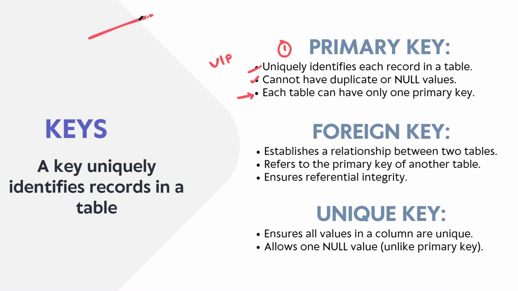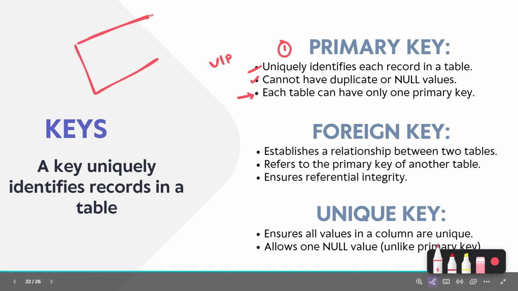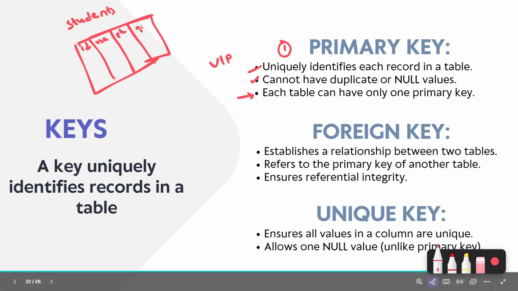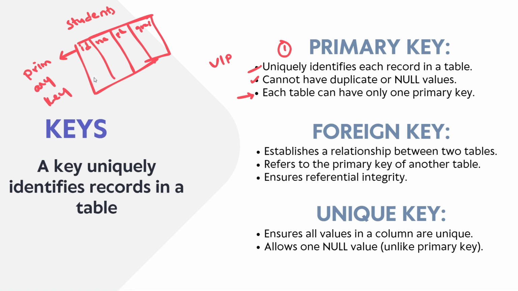Understood? Suppose, let's say, for example, we have a table called students, and we have columns like, let's say, student ID, and this is going to be name, and let's say this is going to be his phone number or something, and this is going to be grade. All right. Here, student ID is going to be the primary key. This primary key ensures that it does not have any duplicates or null values.